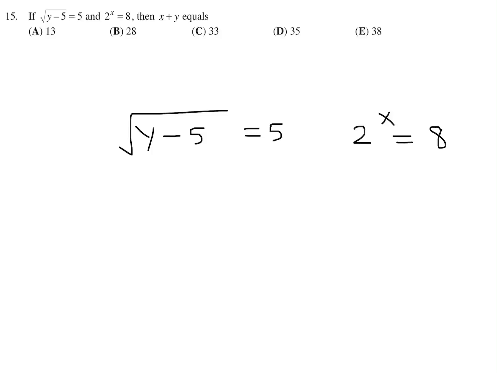So we'll square both sides here. So you get y minus 5 is equal to 25, and therefore y is equal to 30.